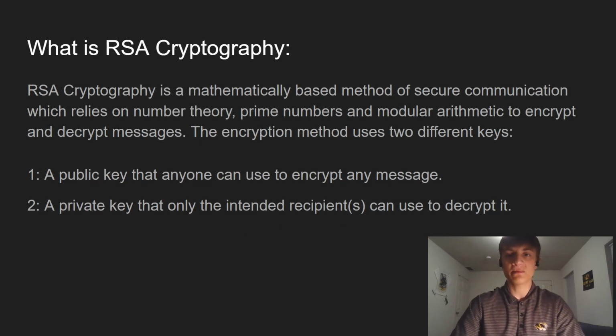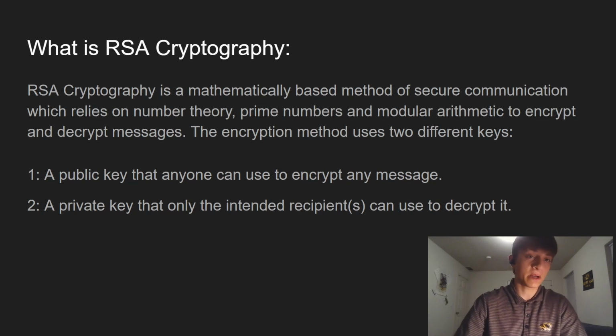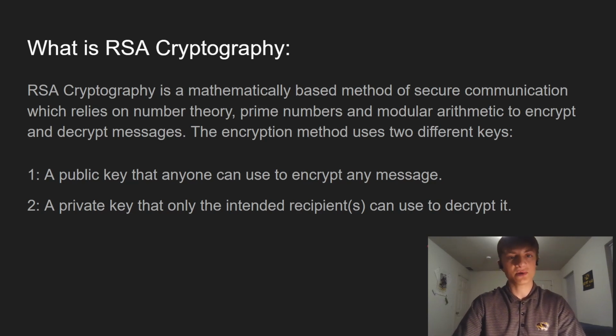It's a mathematically based method of secure communication which relies on some number theory, the use of prime numbers, and modular arithmetic to encrypt and decrypt messages. The encryption method uses two different keys. One of them is a public key that anyone can use, and it's used to encrypt your message. And the private key is one that you would send to your friend or person that you're working with, and that is supposed to be known only to your intended recipients, and the private key is used to decrypt the message that you send.